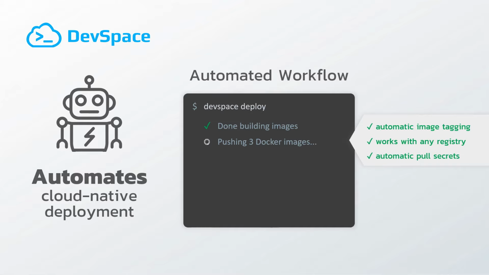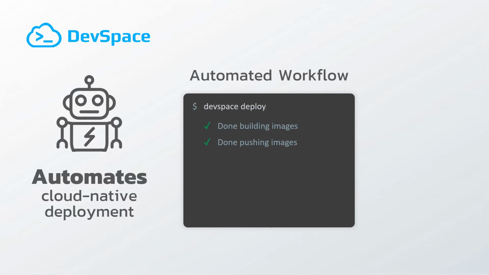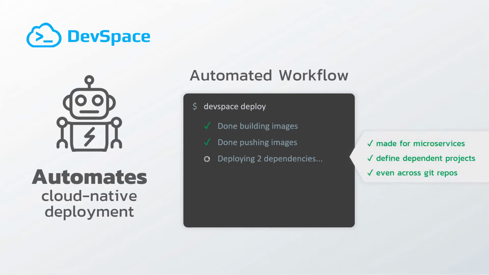DevSpace then pushes the newly tagged images to their respective container registries using the user credentials stored on your local machine. If you are able to push to a private registry using Docker, DevSpace will also be able to push to this registry. For private registries, you can also tell DevSpace to automatically create image pull secrets in your Kubernetes cluster. After pushing all images, DevSpace starts the deployment of your project.